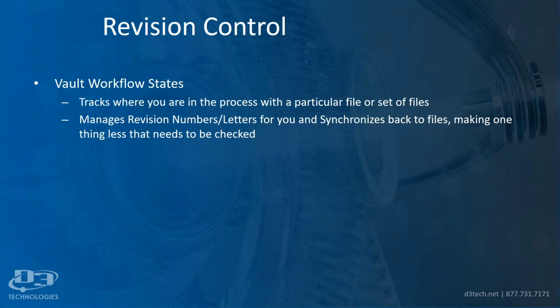So next, we're going to go over revision control. Most companies do have some sort of engineering workflow. Vault calls them life cycles. Your life cycles can be really complex, where the purchasing or procurement department will need to check out during the engineering process. Or it could be as simple as work in progress, review and release date.